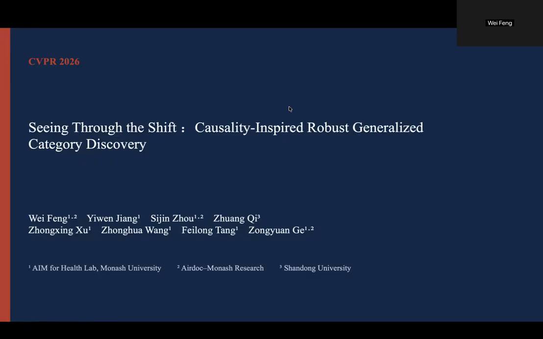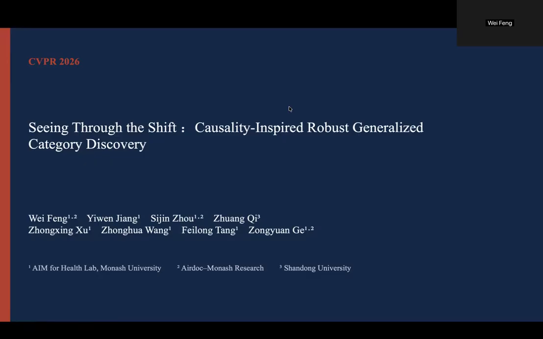Today I will present our CVPR 2026 work, Seeing Through the Shift, Causality-Inspired Generalized Category Discovery. This work studies how to robustly discover both known and novel categories when the data also suffer from domain shift.